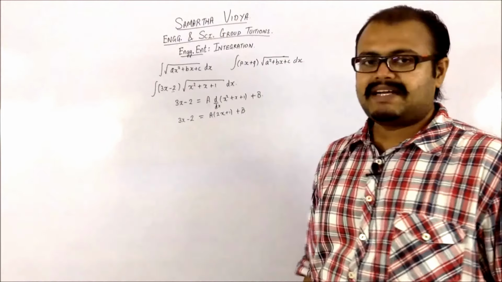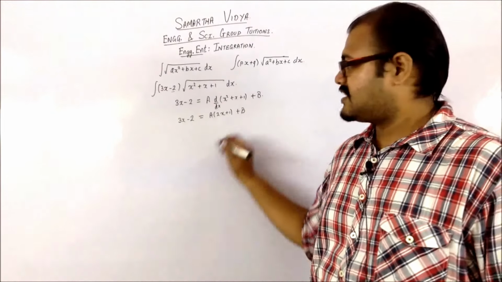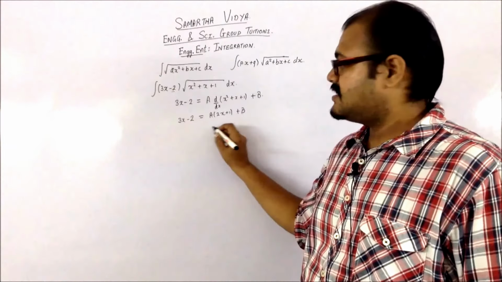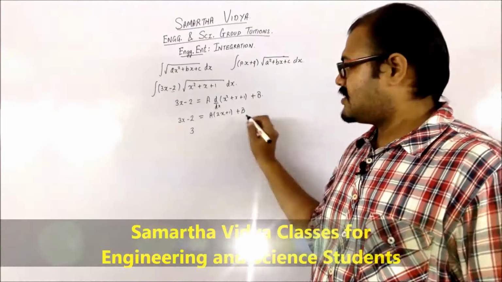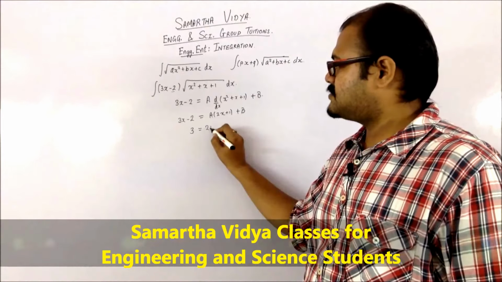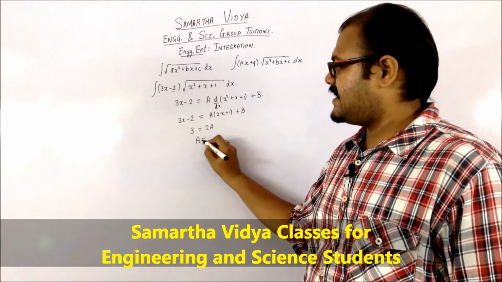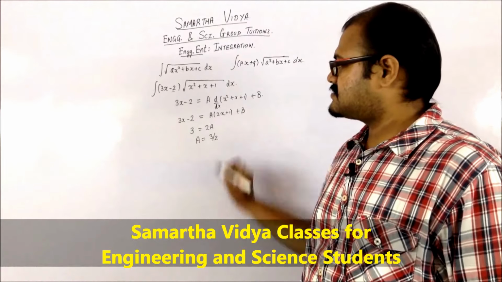So after comparing, you will be getting the coefficients. So you're comparing the coefficients of x. Your coefficient of x on this side is going to be 3. On the other side, it is going to be 2a. So you're getting your a as 3 by 2.